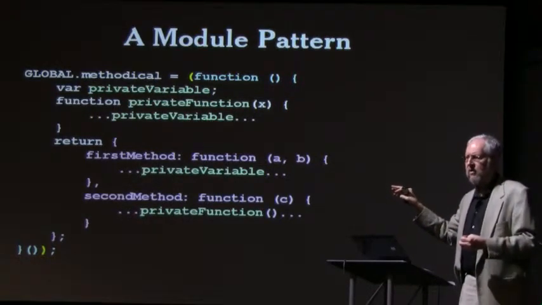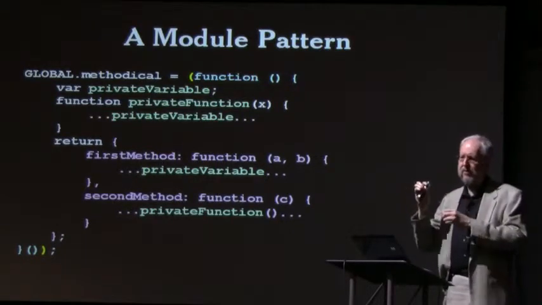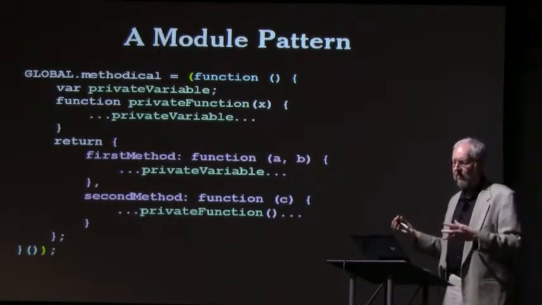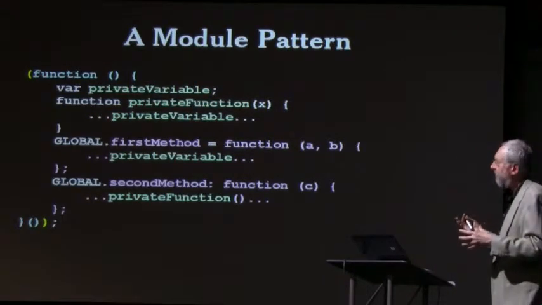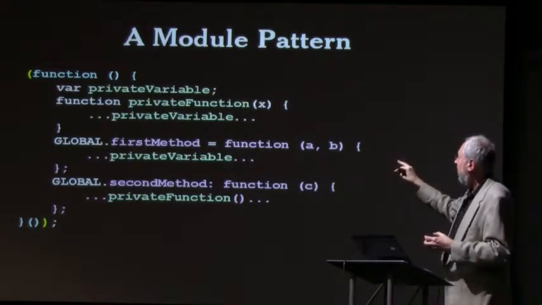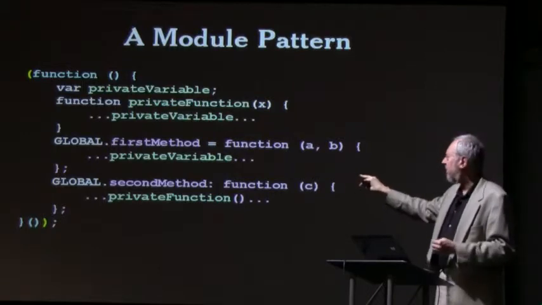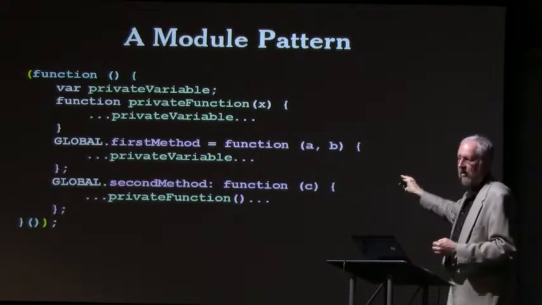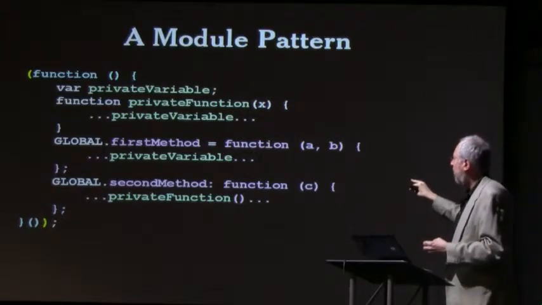Now, sometimes I want to be adding not a new object to that structure, but just add a couple of methods to that structure. And I can do that as well. So here's another variation on the same pattern. I've got a function, and it's got the private stuff, and then I'm going to assign to global.first method my method, and to global.second method the other one.